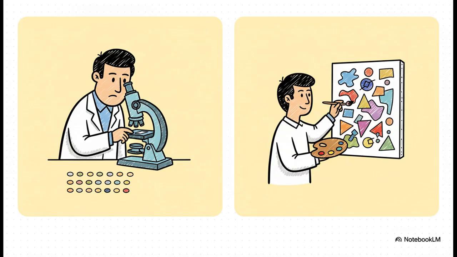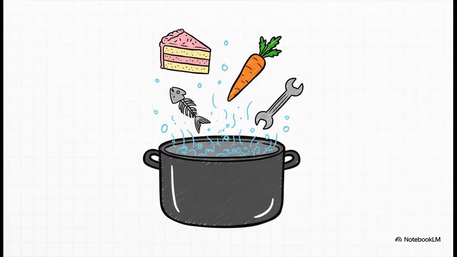So, here's the bottom line. You really can't be a descriptive scientist and an interpretive artist at the exact same time, not without a very clear reason. Just mashing up procedures from these two different philosophies creates what Braun and Clarke call methodological incoherence. It's kind of like trying to follow a recipe for a cake and a stew at the same time. The result is just a mess.